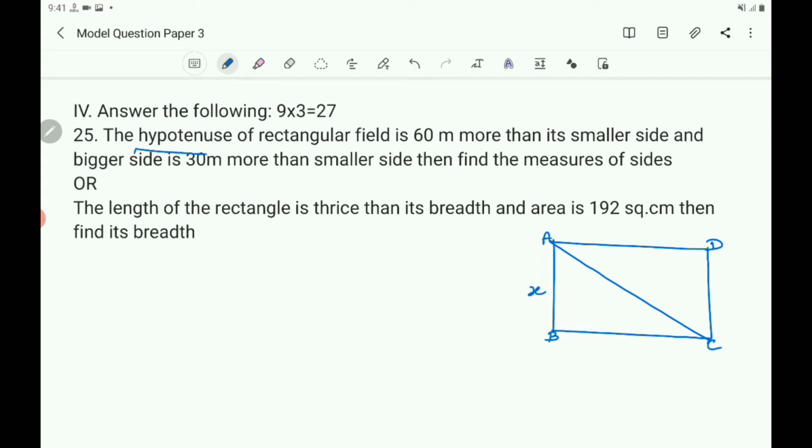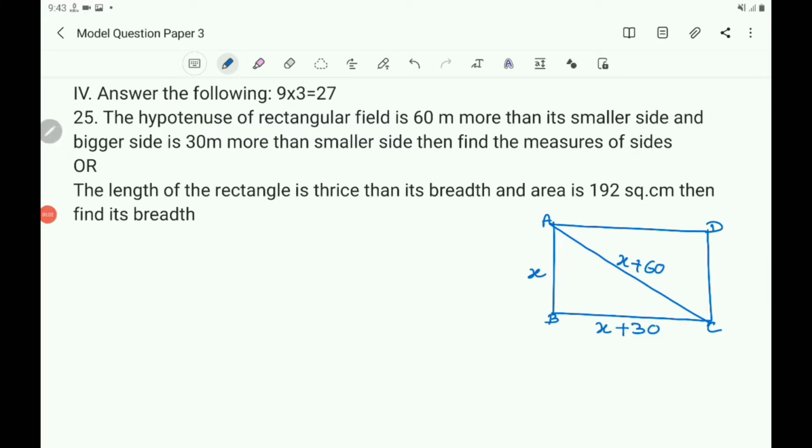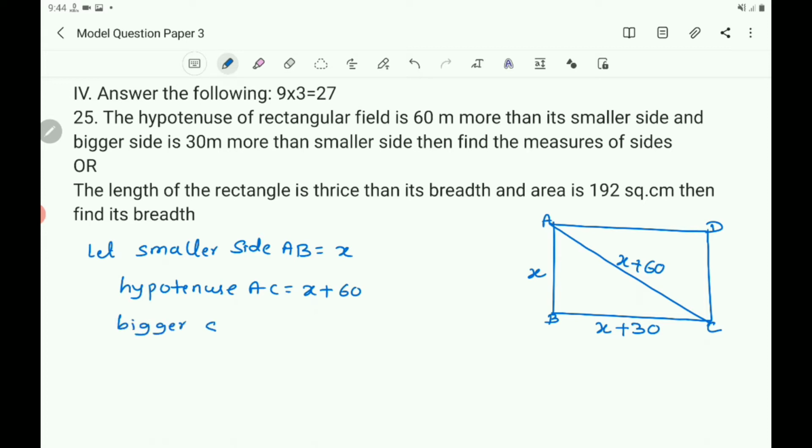It is given that AC is the hypotenuse, and this hypotenuse is 60 meter more than the smaller side, so it is x plus 60. BC is the bigger side of the rectangular field. So you write: smaller side AB equals x, hypotenuse AC equals x plus 60, and bigger side BC equals x plus 30.